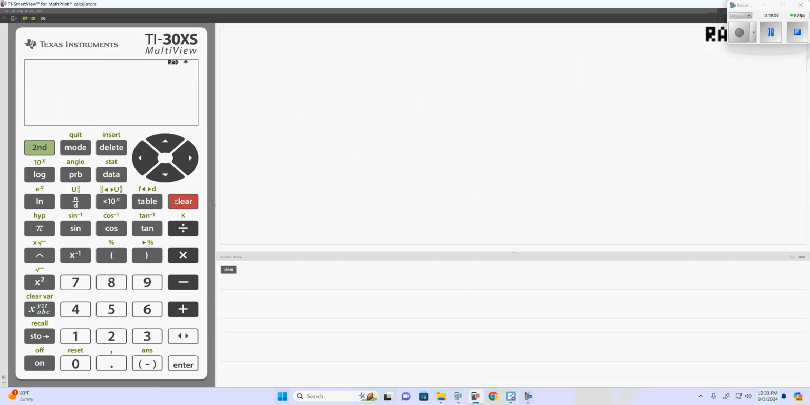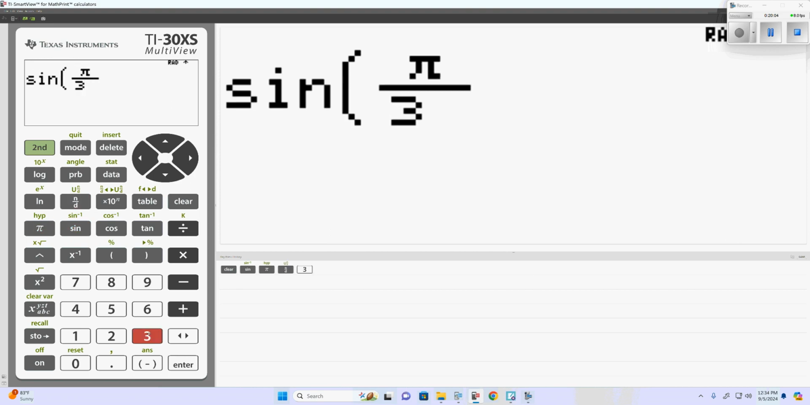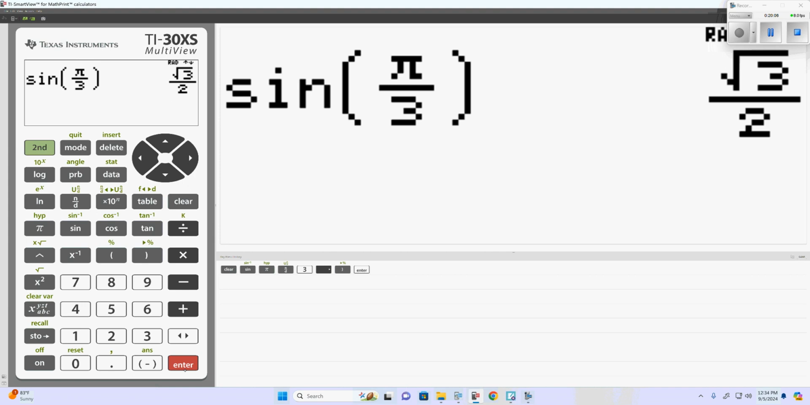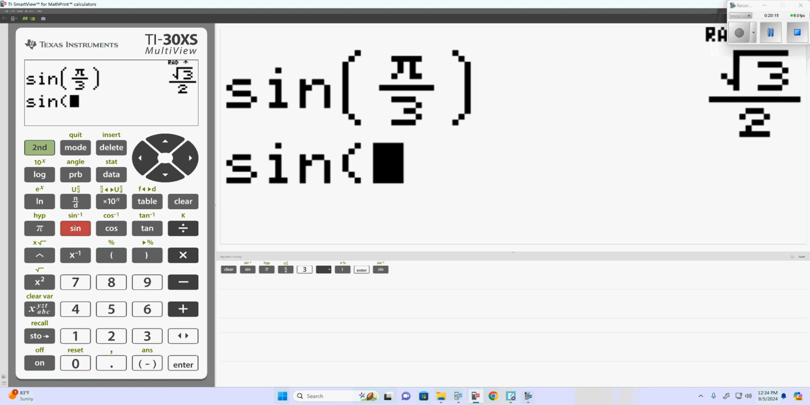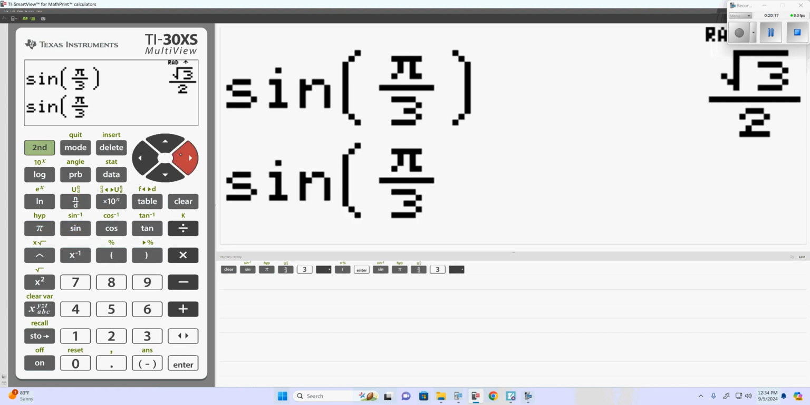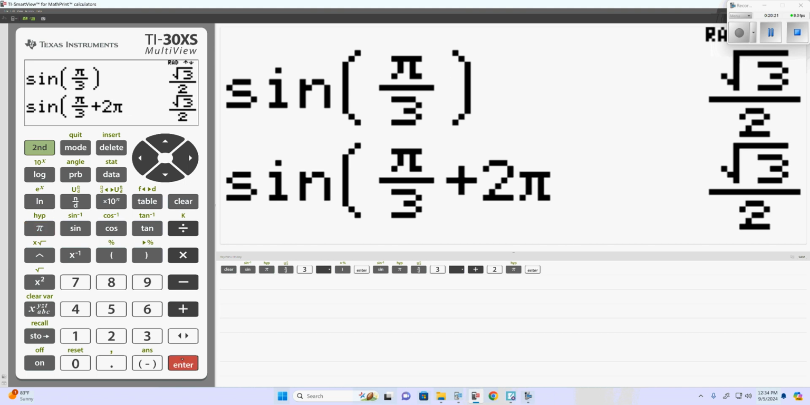let's clear this out. Let's say sine of pi over 3. Okay? Is square root 3 over 2. You're kind of good with that there. Yes? Well, sine of pi over 3 plus 2 pi is still this here. I didn't know if someone knocked or was hitting the desk.